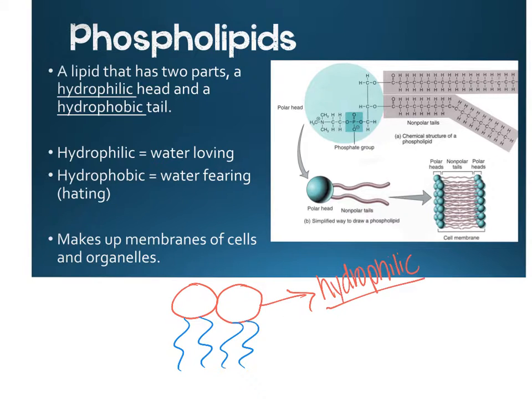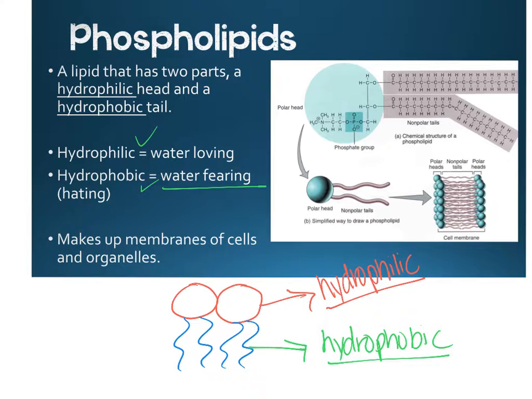Okay, hydrophilic means water loving. The tails here are actually hydrophobic. That we already kind of talked about that word a little bit. Hydrophobic means water fearing. So here you've got those two vocabulary words and their definitions. These phospholipids make up the membranes of cells and organelles.